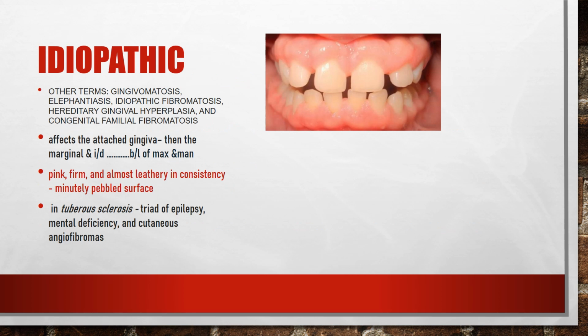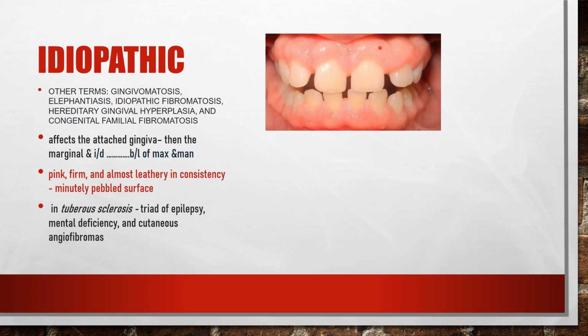Then coming to the idiopathic gingival enlargement, that is due to unknown reasons. It can be called gingivomatosis, elephantiasis, idiopathic fibromatosis, hereditary gingival hyperplasia, and congenital familial fibromatosis. This mostly affects the attached gingiva first, and then it involves the marginal and interdental region. You can see it in both the maxillary and mandible, both buccal and lingual sides.